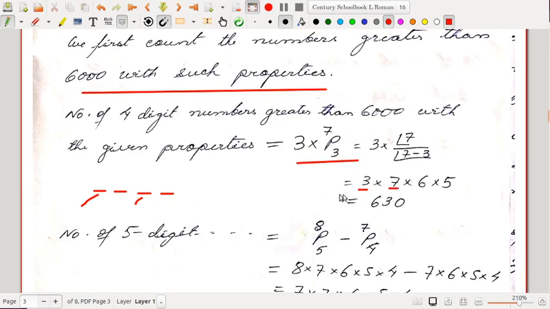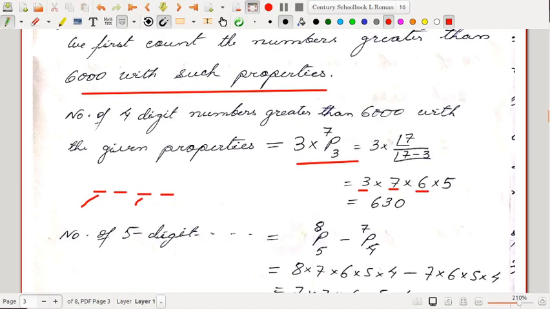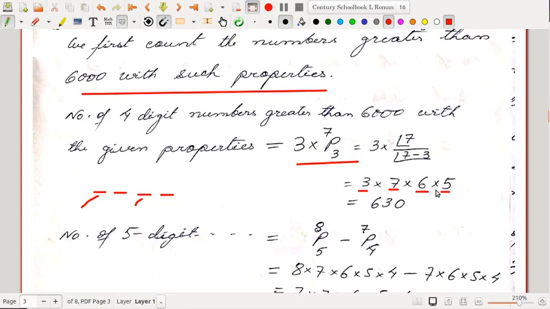The third place can be filled with 6 options, because the first 2 digits cannot be used. The fourth place has only 5 options. So it's 3 into 7 into 6 into 5. These are the 4-digit numbers which are greater than 6,000 and have the given properties.